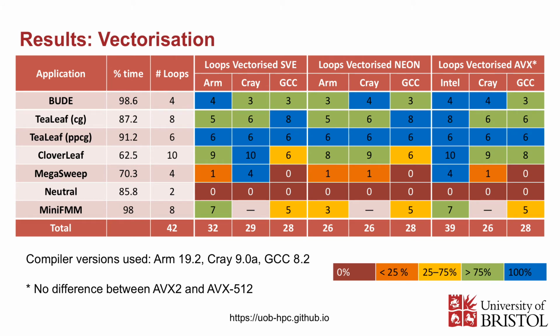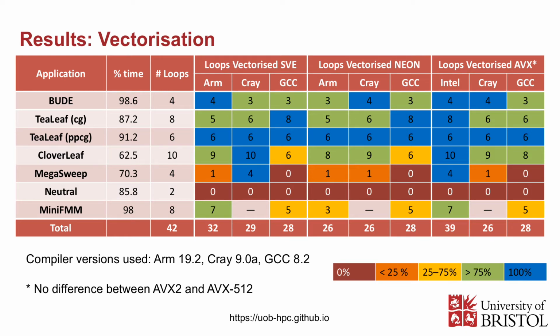The first step in our analysis was to investigate how the application is vectorized, both on SVE and on the other current generation vector platforms. We selected the main computation loops from the applications and looked at the compiler's ability to vectorize them in the three main HPC compilers, GCC, Cray, and ARM and Intel on the respective platforms.